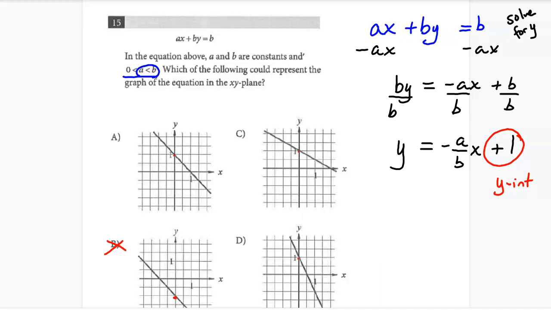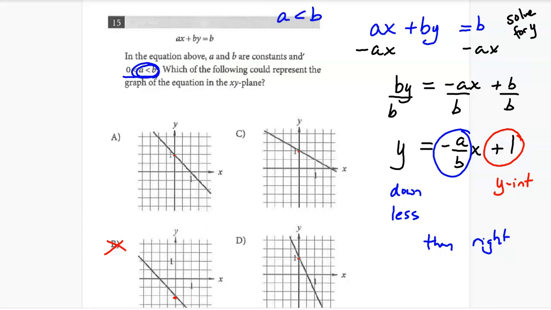So now we got to use the clue of the slope. So this is my slope. Since it's negative, I know my line is going down to the right. All of these lines are negative. They're going down to the right. But here's where this clue about a being less than b. If a is less than b, I know that I'm going to go down less than what I go to the right.